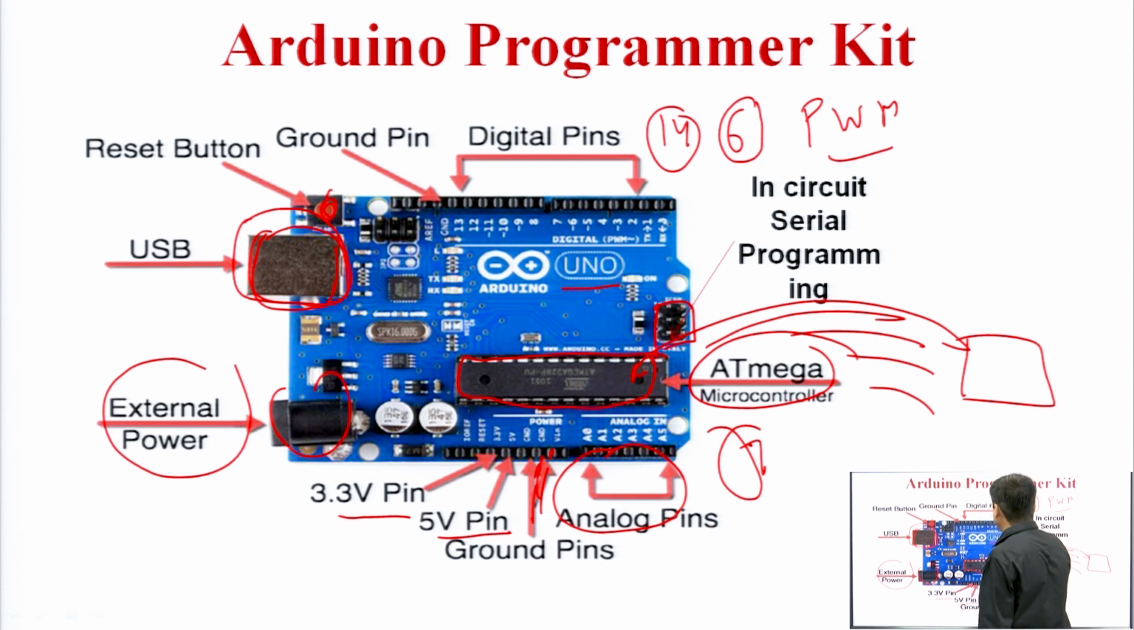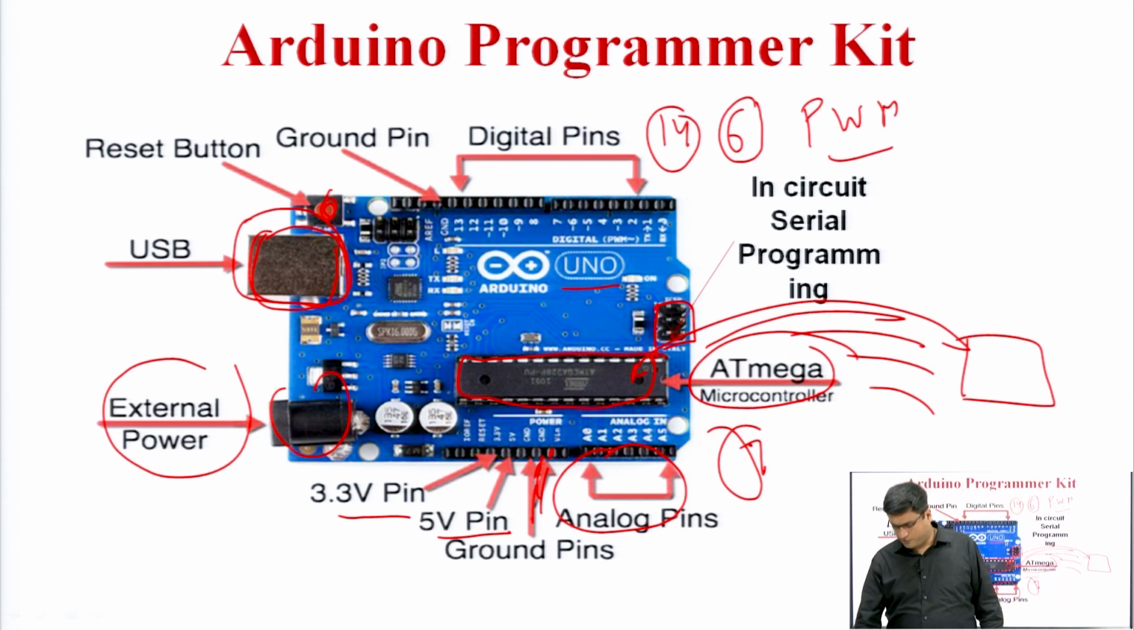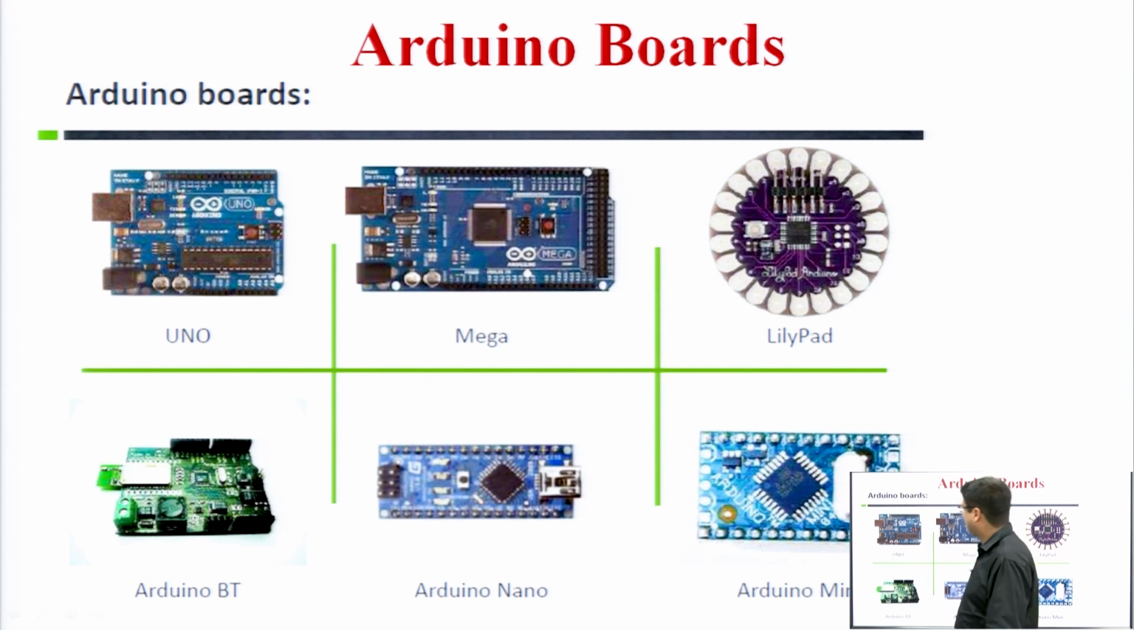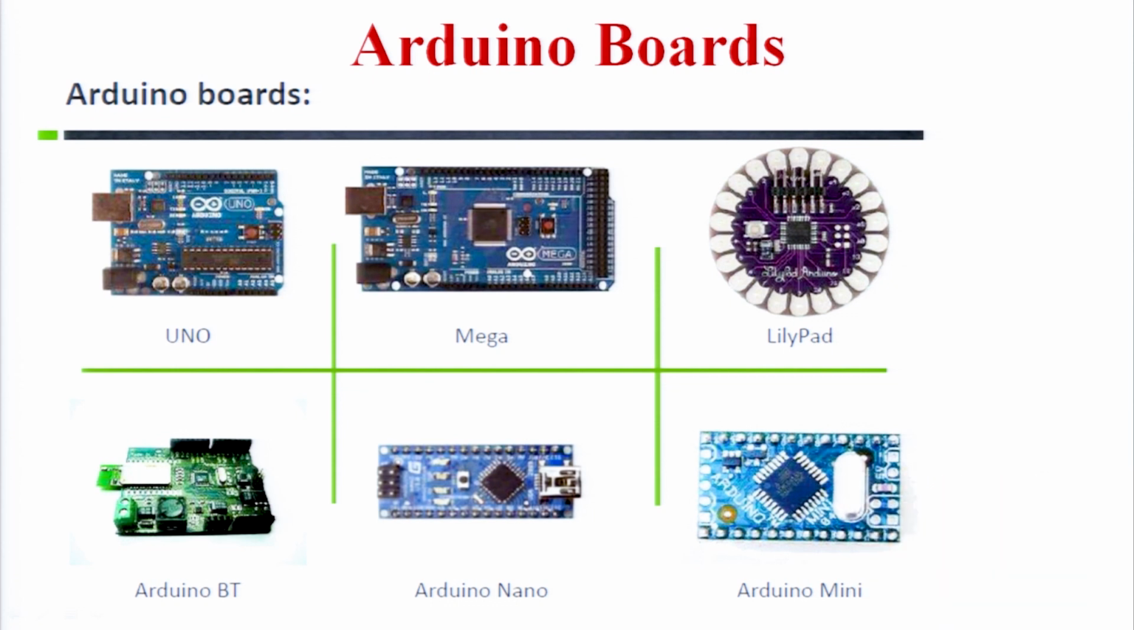So this is the UNO version. We will see the various versions of the Arduino. This is the Arduino programmer kit. There are various types of Arduino boards. UNO board, this is the picture of the UNO board. Mega board, Mega means more data, more interfaces or more features are there in the board. Lilypad, circular in shape. We have Arduino BT. Arduino Nano board, Arduino mini board. Various types of boards are used, but students mostly use the Arduino UNO board.